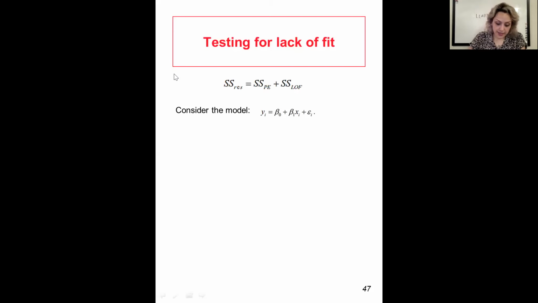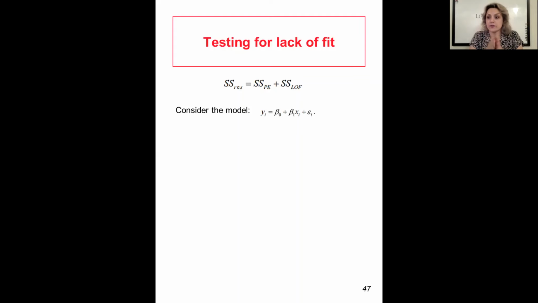Okay, so the next thing is the testing for lack of fit. We talked about this before. We want to test our model for lack of fit. We talked a little about lack of fit error and pure error, so let's look at it. The general sum of squares of the residual is equal to the sum of squares of the pure error plus the sum of squares of the lack of fit.